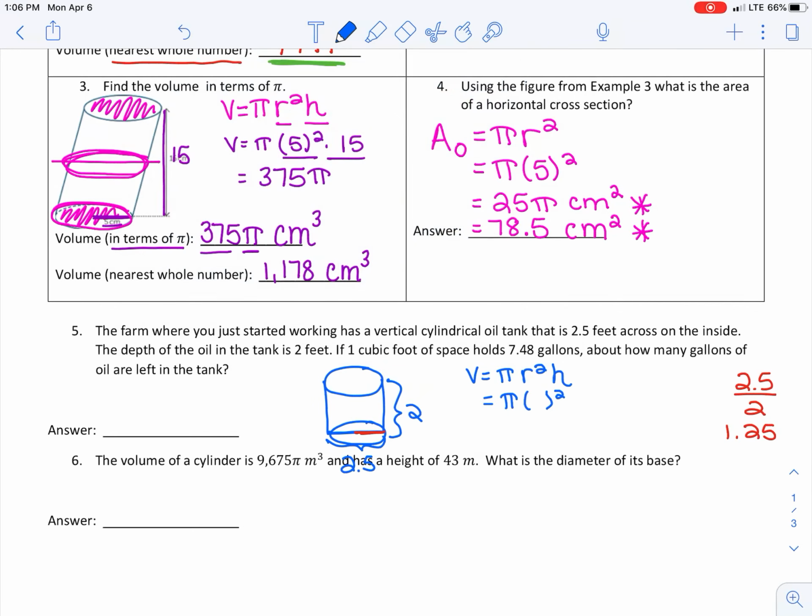Okay. So we're going to go ahead and put 1.25 in for our radius. Now the height we know is 2 because that's the depth of our oil tank. So we're going to say times 2. So if we multiply all of that together, we end up with 9.82.